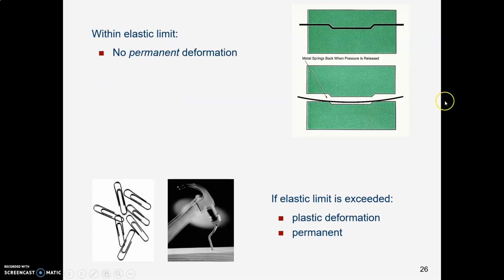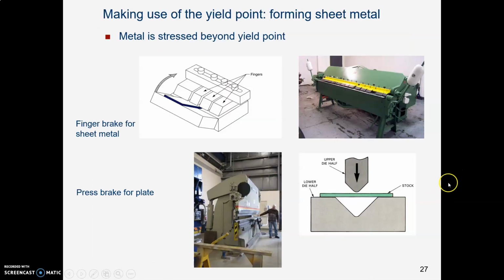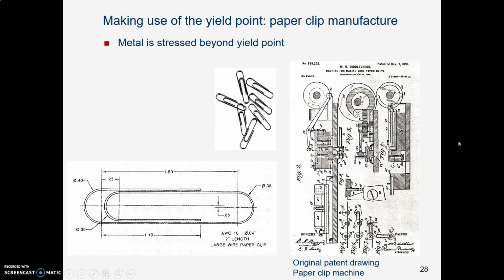But for materials like steel, as long as you stress it within the elastic limit, like this piece of metal in a press brake, within the elastic limit, when you take the load off, it springs back, no permanent deformation. If you exceed the elastic limit, like this bent nail, then the deformation is permanent. And we can use this to do things like forming metal. Here's a finger brake for sheet metal and a press brake for thicker steel plate. These are in the welding shop at LCC.